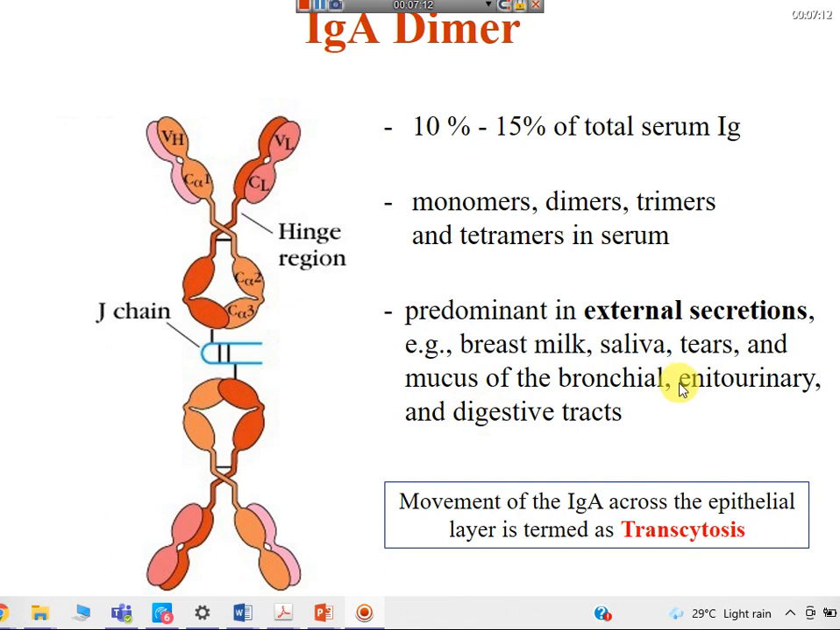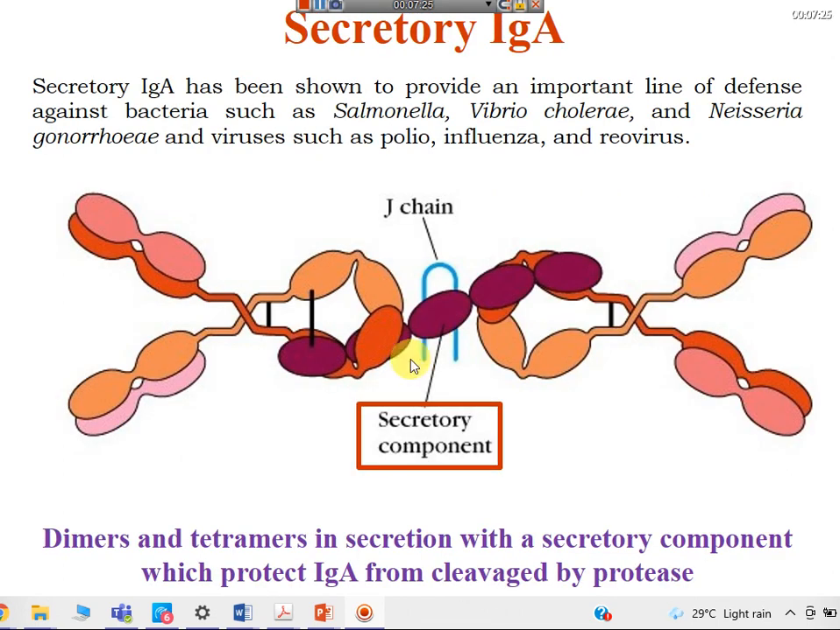Here should be G, sorry for the mistake. And movement of the IgA across the epithelium layer is termed as transcytosis. Again, the J chain will be helping in the transcytosis. When IgA gets secreted into different body secretions, we find a secretory component associated with this. This structure you are seeing is a secretory component that we find associated with the IgA when it gets secreted out in the different body secretions we just mentioned.